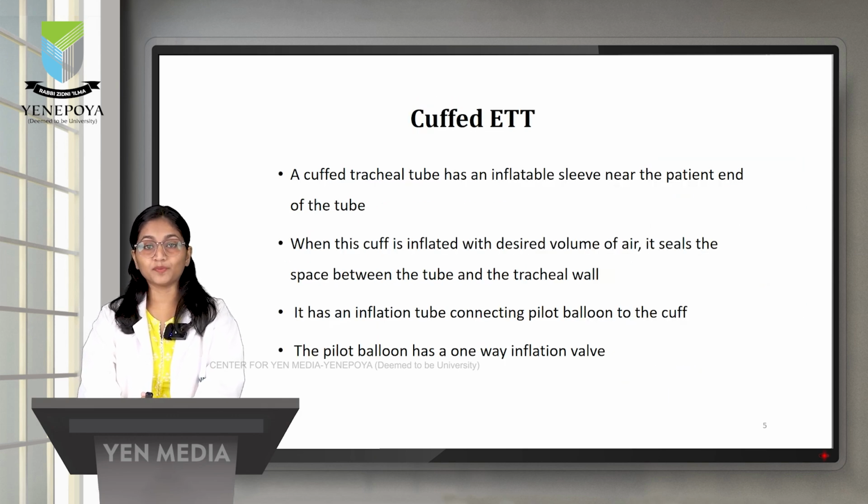Cuffed endotracheal tube has an inflatable sleeve near the patient end of the tube. When this cuff is inflated with desired volume of air, it seals the space between the tube and the tracheal wall. It has an inflation tube connecting the pilot balloon to the cuff. The pilot balloon has a one-way inflation valve.